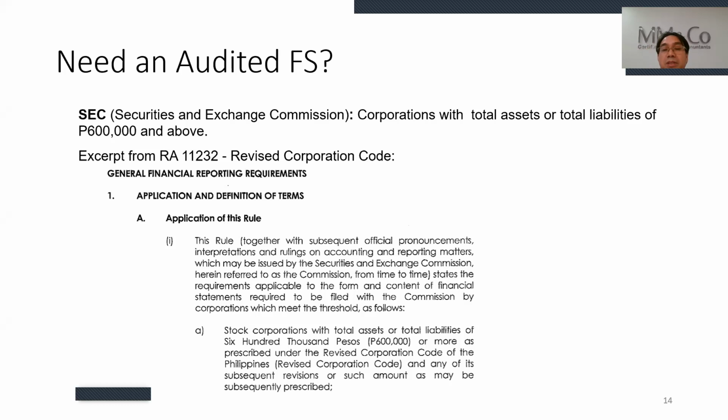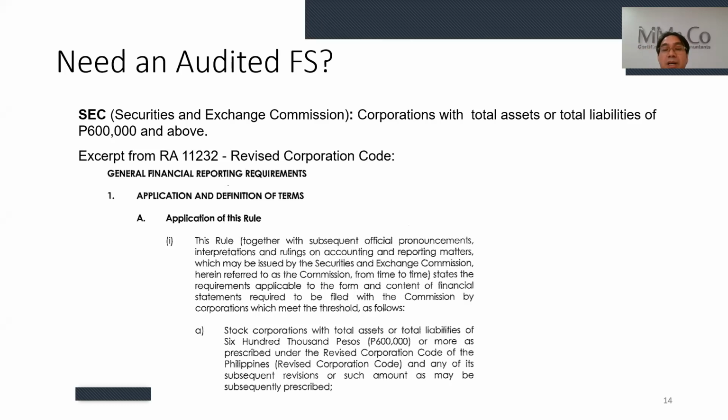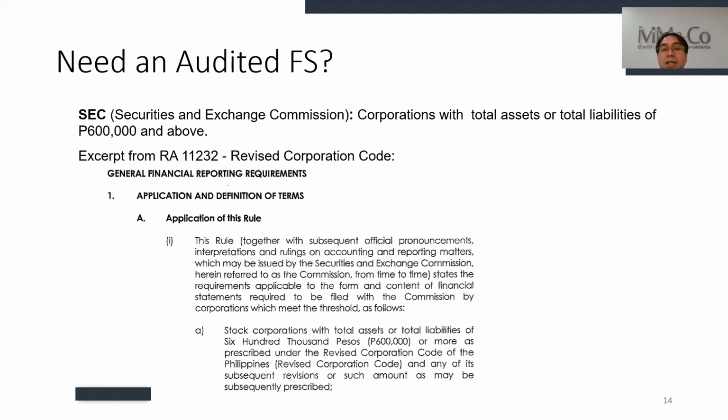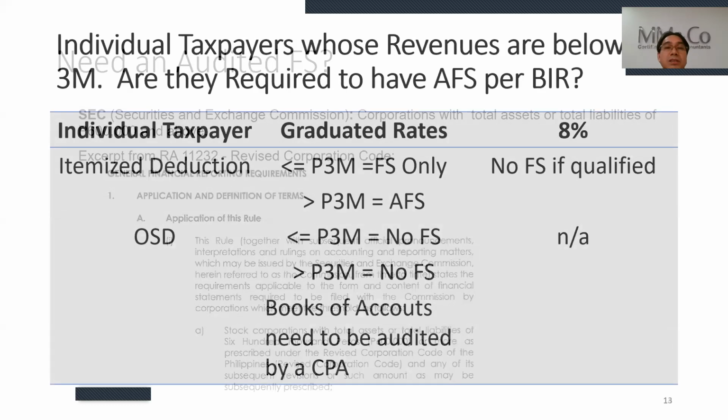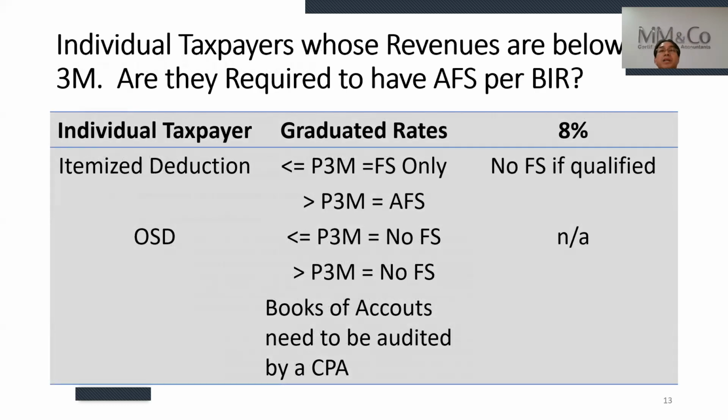So going back, gumulo yung sinabi ko. Kapag sa SEC, ang threshold natin is total assets or liabilities. So we're talking about 3 million and below na corporation, though hindi ka required kasi nag-OSD ka, ang point hindi tatanggapin ni SEC yung financial statements mo kasi hindi siya audited. So let's go back here. Individual taxpayers whose revenues are below. So let's talk about individuals again. I hope hindi tayo nagkakalituhan.